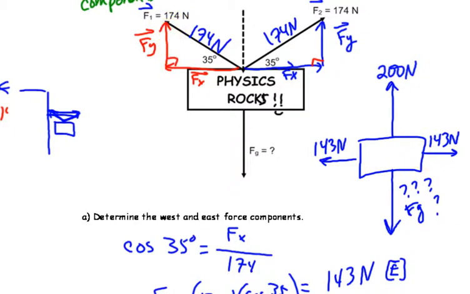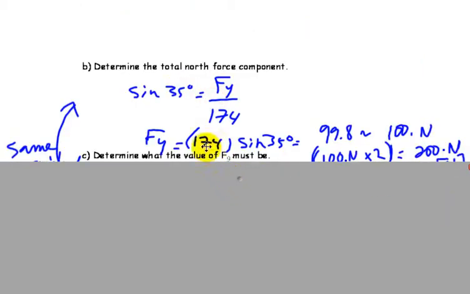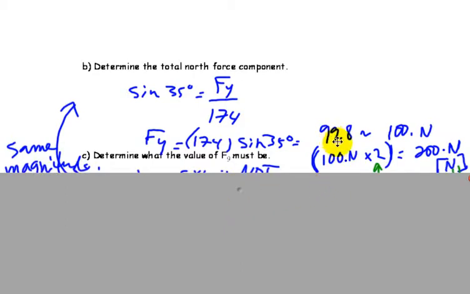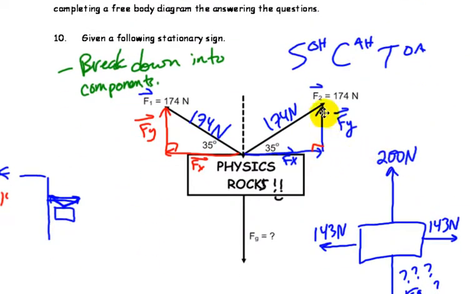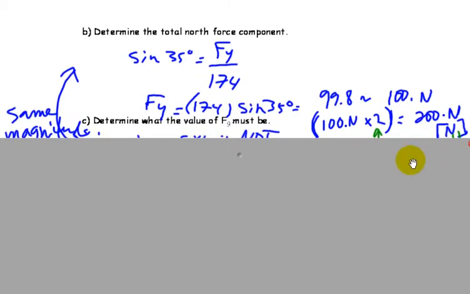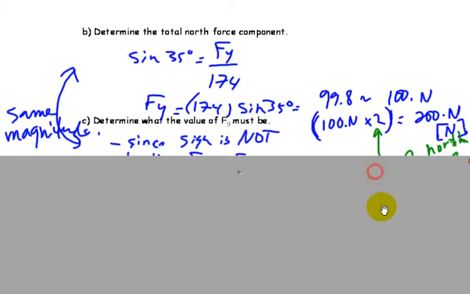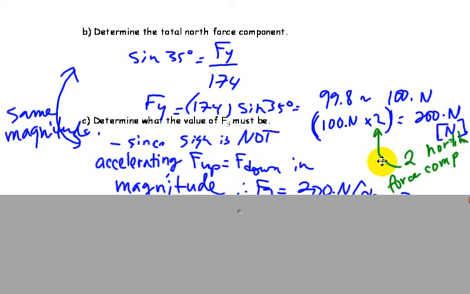To figure out the Fy components, there's actually 2 of them that are identical. Of course, the opposite side is sine. So sine of 35 degrees equals Fy over 174. Solving for Fy, I get 99.8. I just round it off to 100. And since I have 2 vertical components on this one and this one, I doubled that. So it's actually 200 newtons working in the northwards direction because there are 2 north force components.